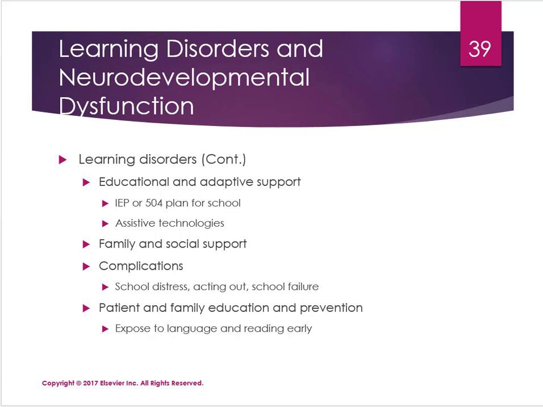When complications occur, you need to know if there have been issues with school distress, acting out, or school failure. And then patient support, family support, education, and prevention are very important. It's important that the parents and the family know that exposure to language, such as reading and talking at an early age, as early as possible, is very beneficial.